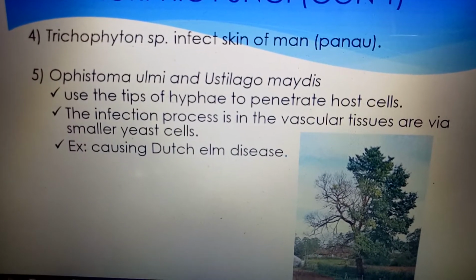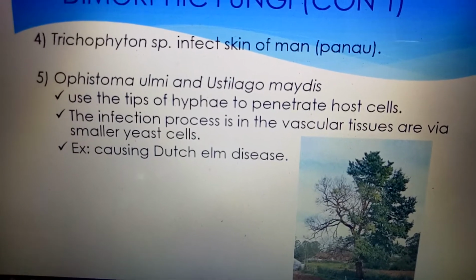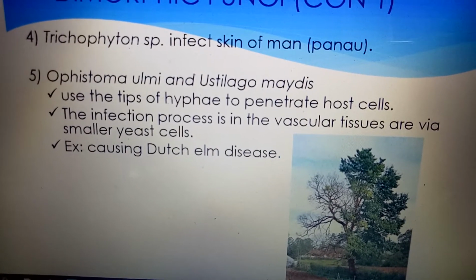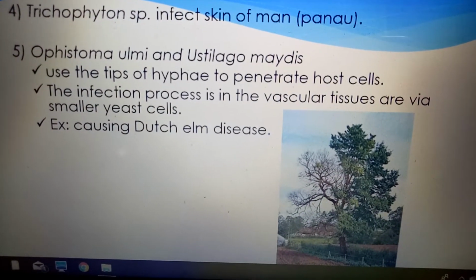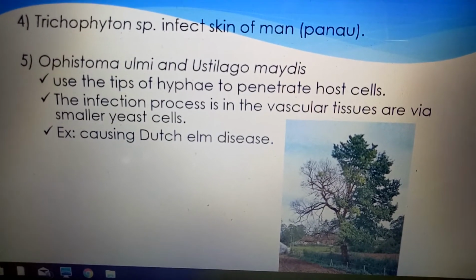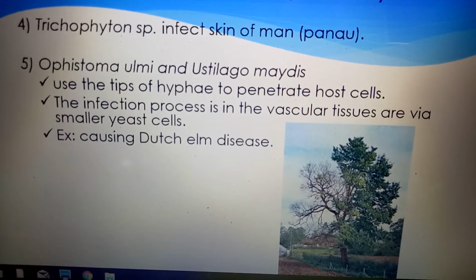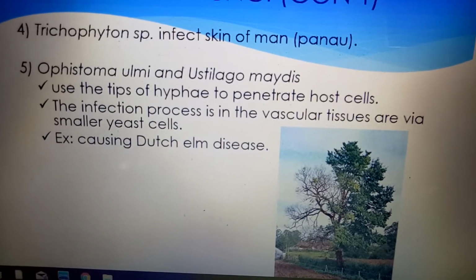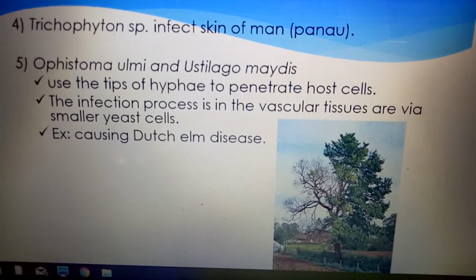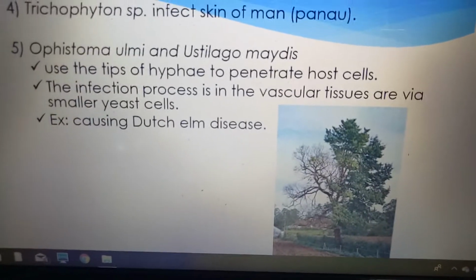And number 5, Ophiostoma ulmi and Ustilago maydis use the tips of hyphae to penetrate host cells. The infection process is through the vascular tissues via sporidial yeast cells. For example, this can cause Dutch elm disease. This is for plants.